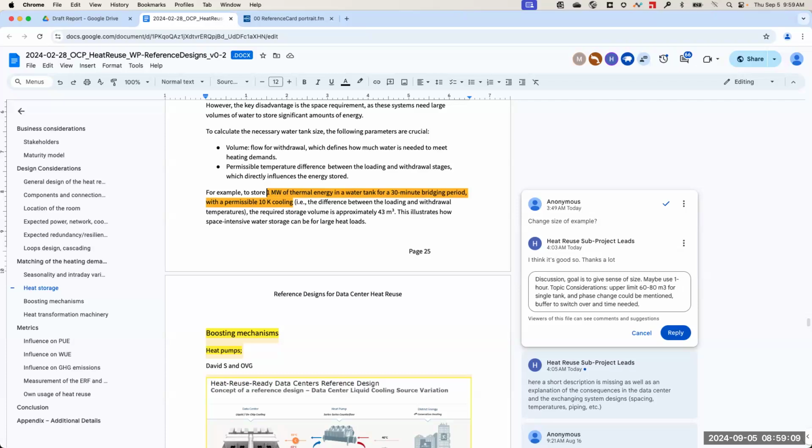Okay. And team, we would continue working on the storage part, but this is a good start. Oh, it's excellent. Yes, thank you.